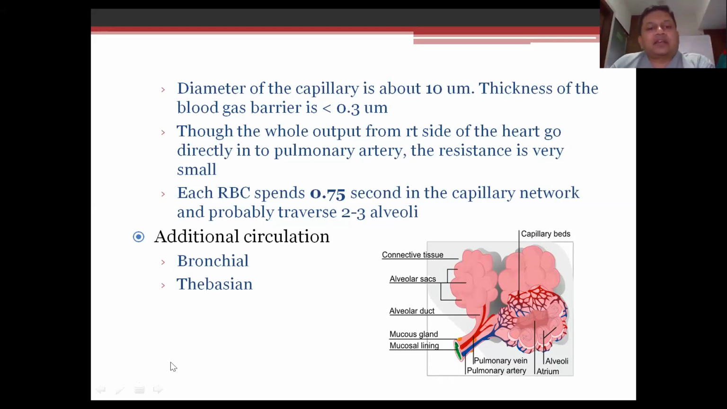There is an additional circulation also, because as the lung is an organ, it will require blood not only for gas exchange. It will require blood for nutrition and for removal of other things. So bronchial and Thebesian vessels are an additional circulation. These blood vessels will not take part in gas exchange. So this is a normal anatomical shunting. This is just for the nutrition supply to the lung and the respiratory tree. So this is a normal shunting of the blood.